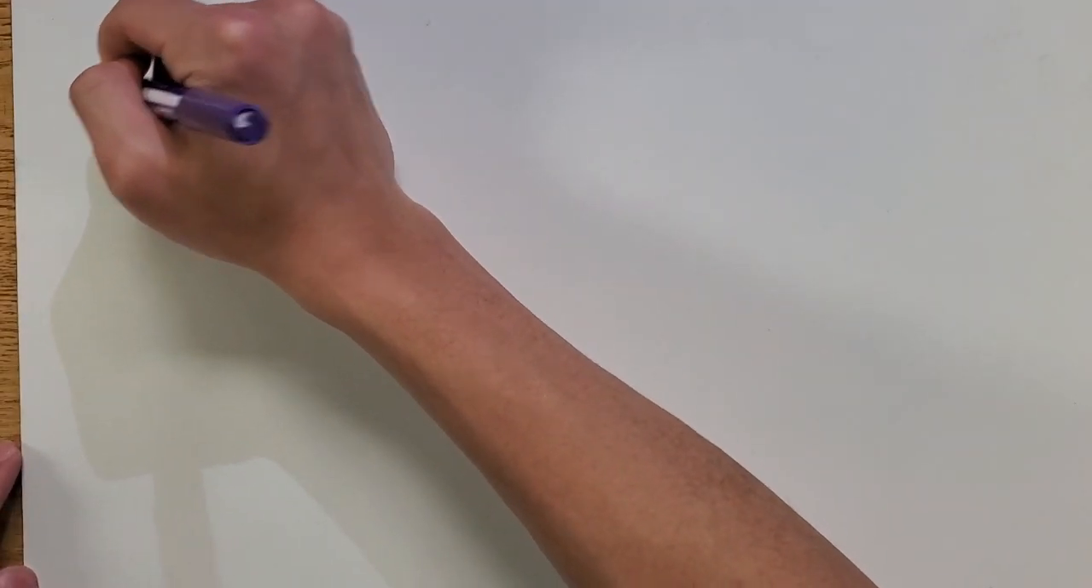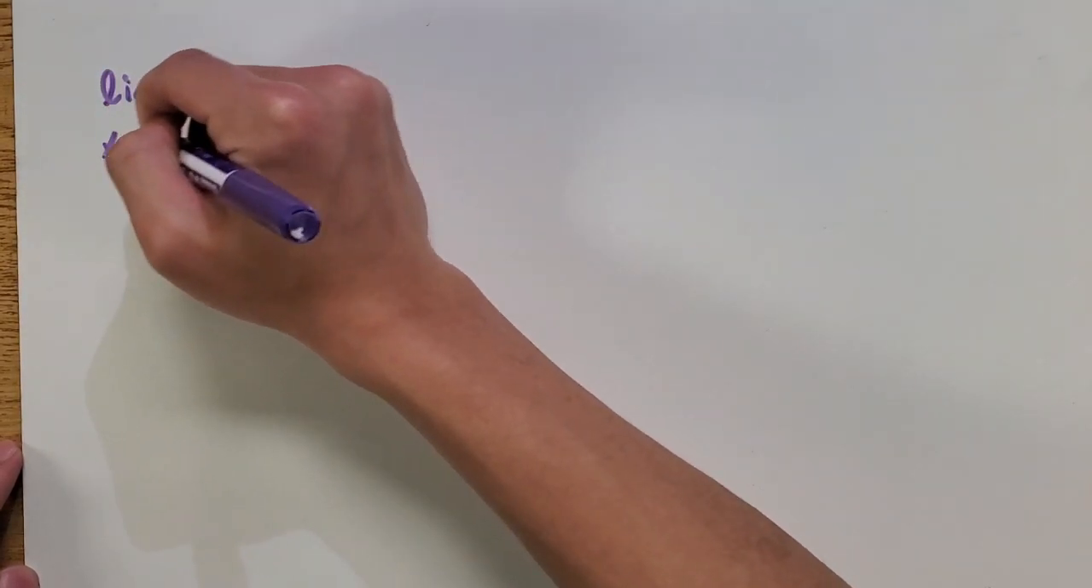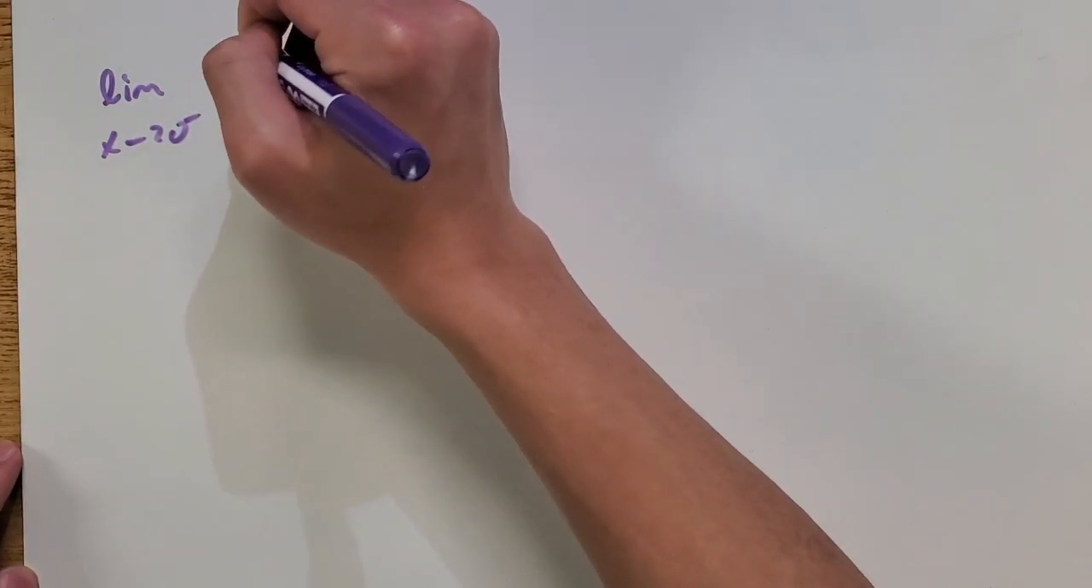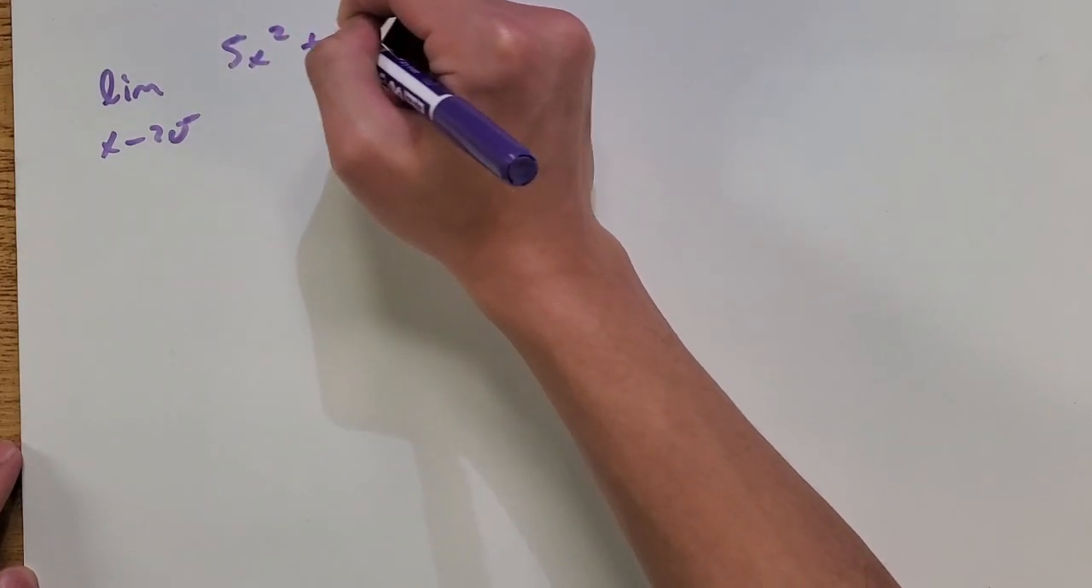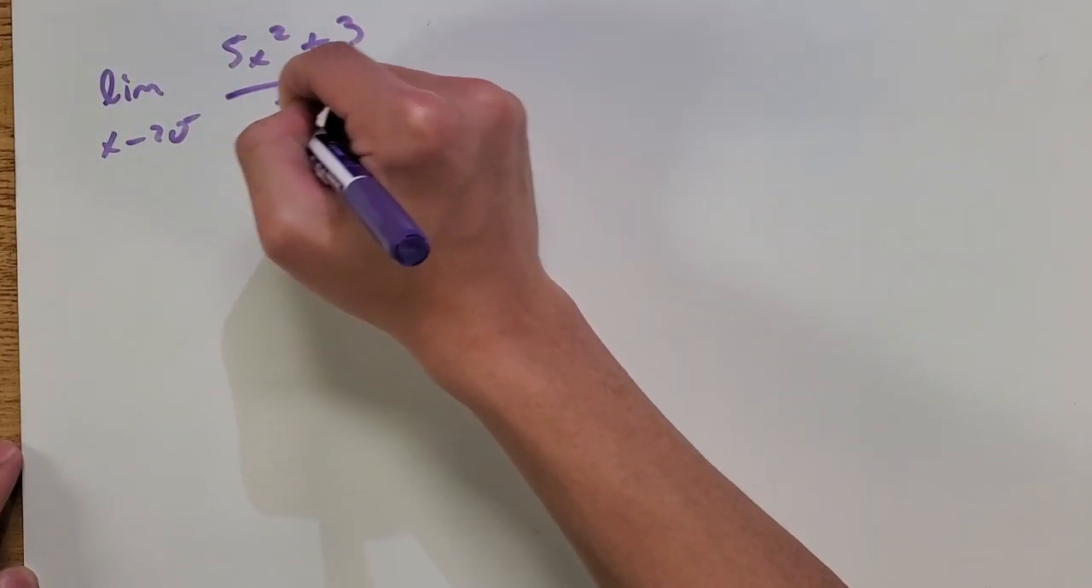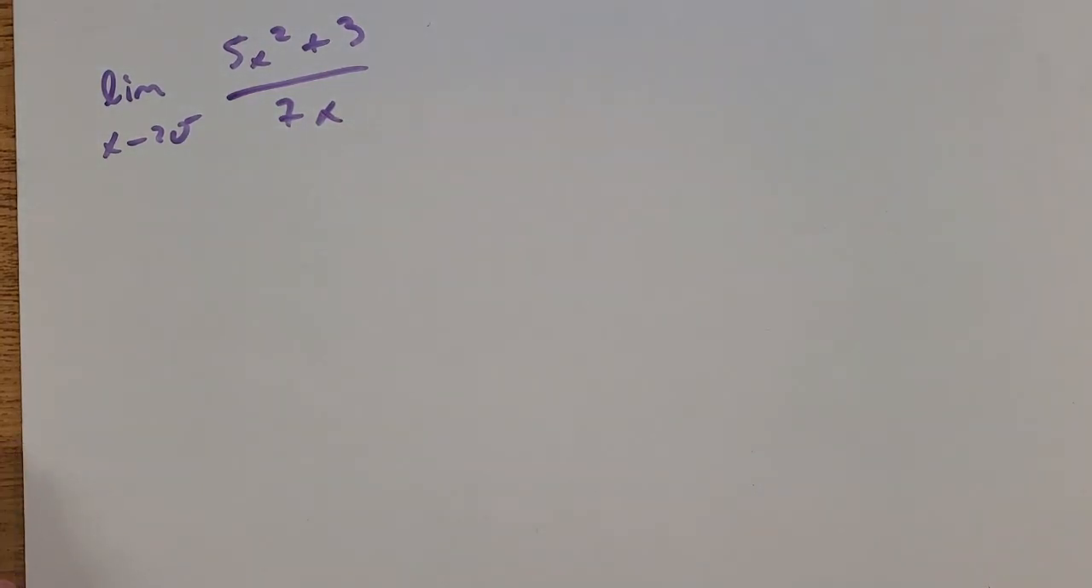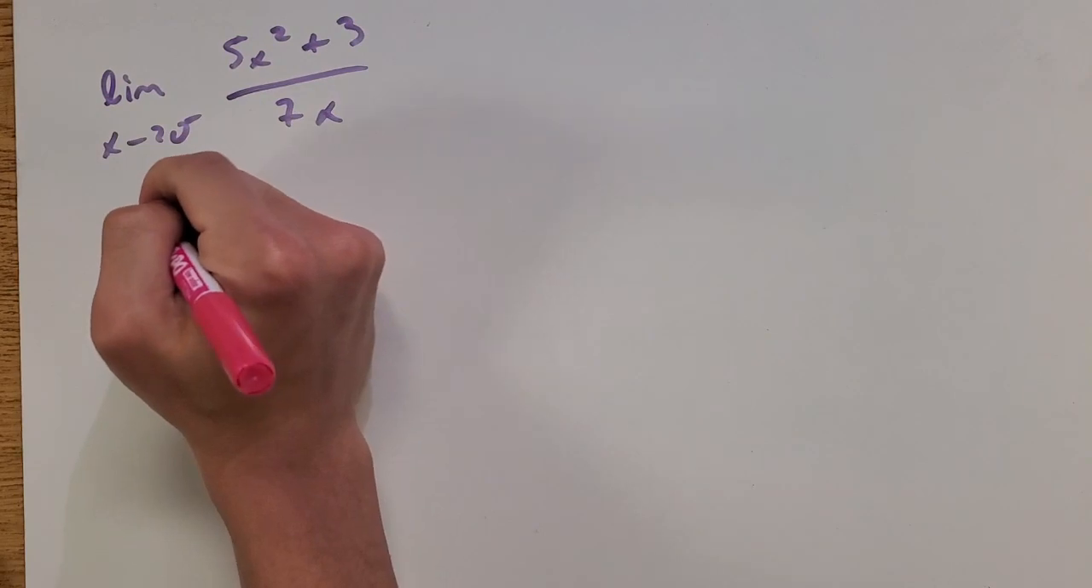The question is asking us to evaluate the limit as x approaches 0 from the left of 5x squared plus 3 all over 7x. Since this is a one-sided limit, we can simply plug in our number and then simplify to reach an answer. So we plug in 0 from the left into the equation.